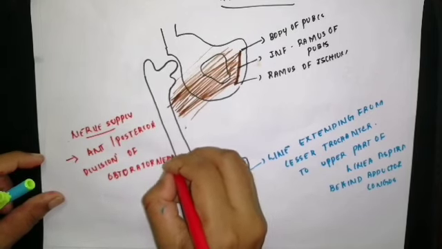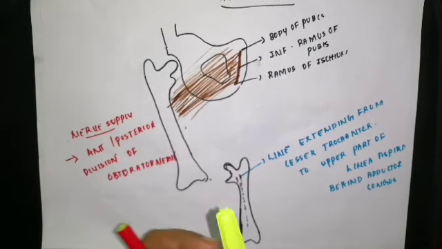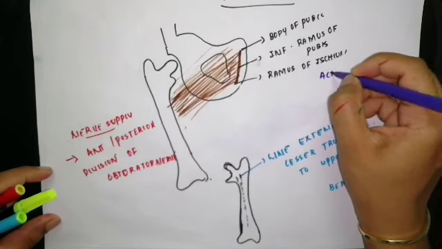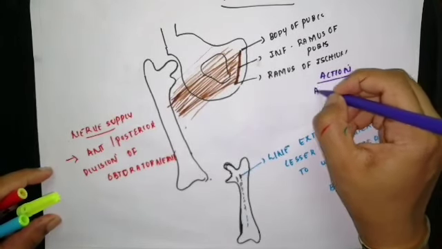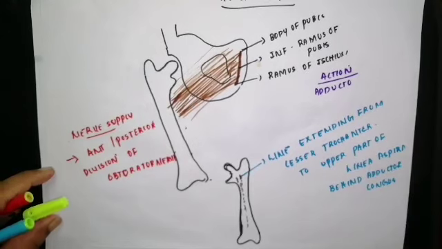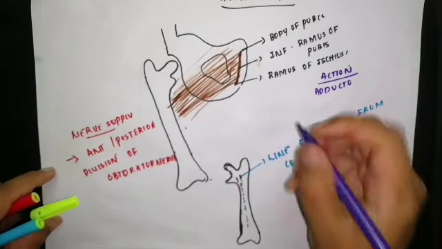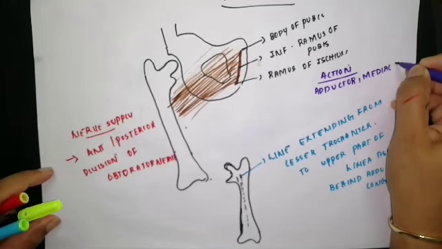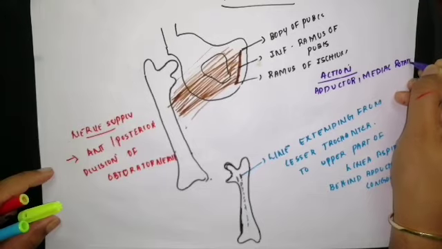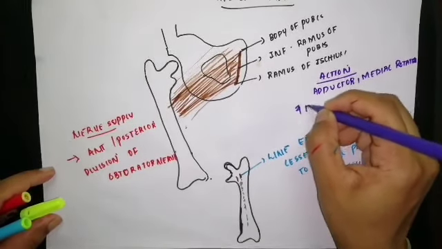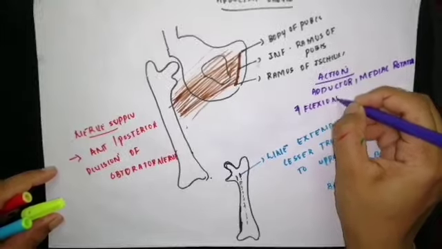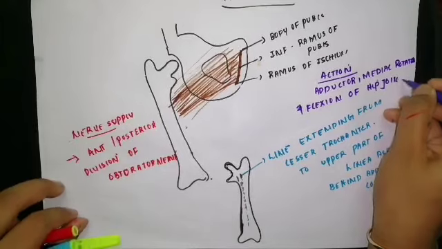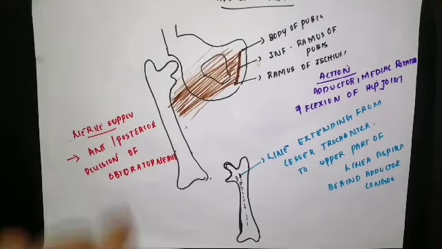Now what is the action? So it is an adductor brevis. So the action is: it is an adductor, medial rotator; adduction, medial rotation, and flexion of the hip joint. Flexion of thigh at the hip joint. So that is the action.